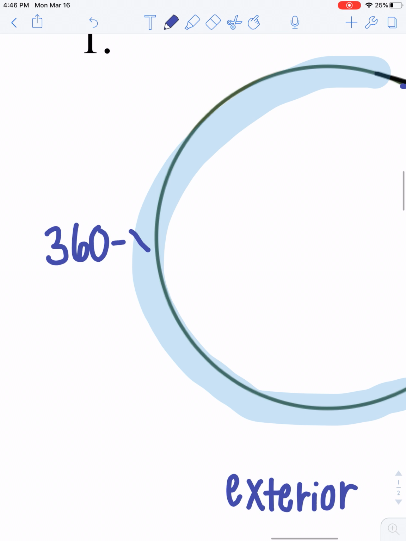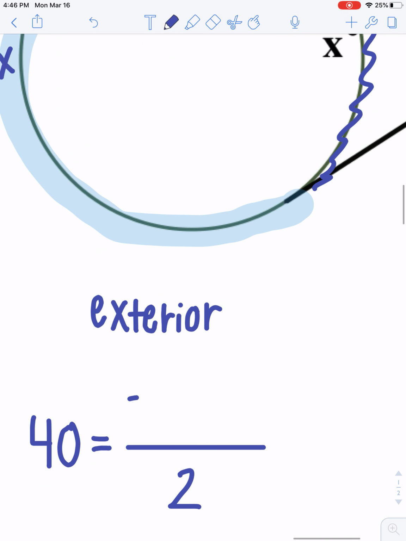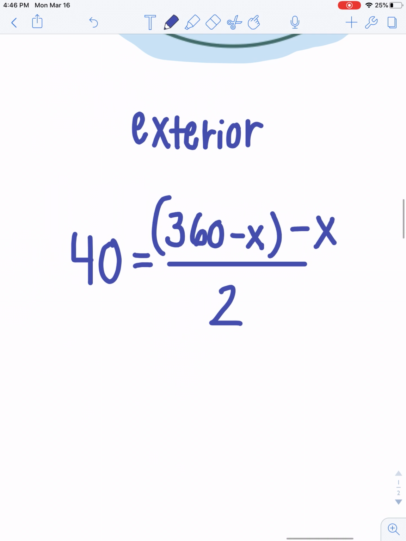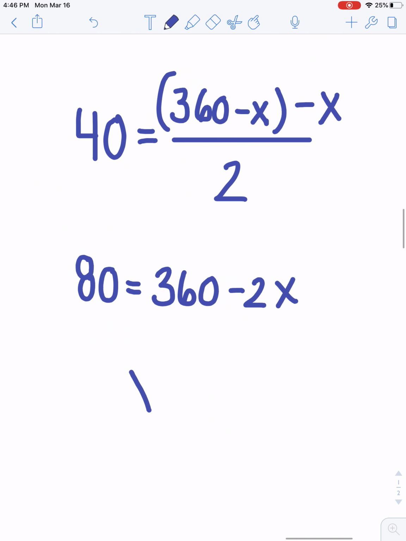360 minus x. Then, using my exterior angle relationship, I can say 360 minus x minus x, all over 2. So now we can simplify. We have 80 is equal to, if we combine like terms, and x is equal to 140 degrees.